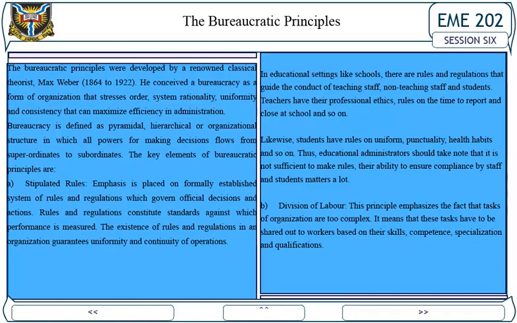Therefore, educational administrators should be able to react appropriately to change in the objectives, structure, and functions of the organization as situation dictates. The ability to adapt to changes makes organizations to be relevant.